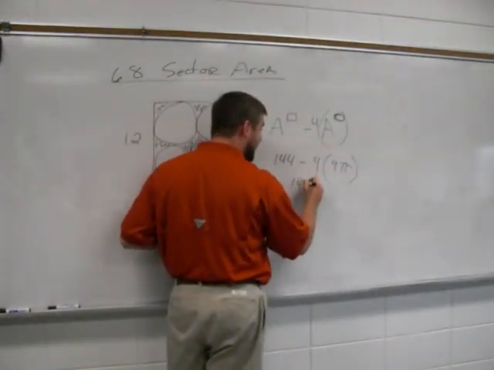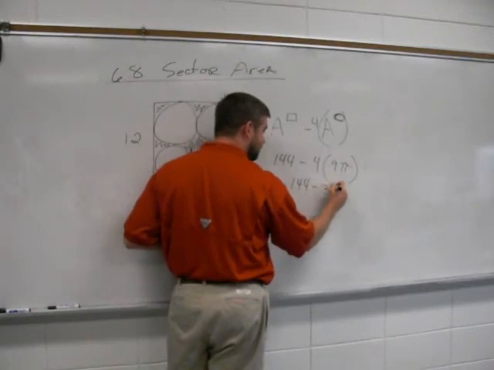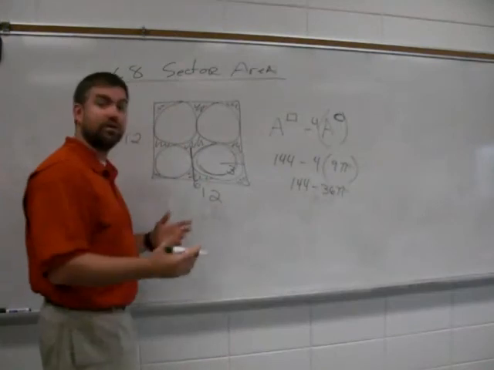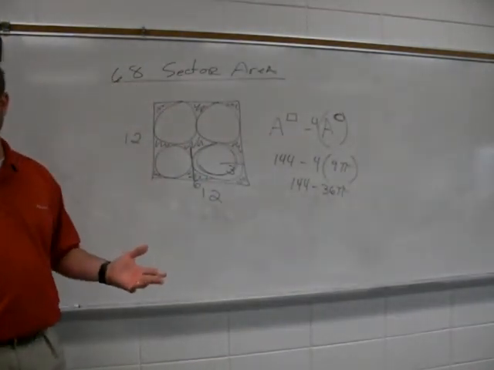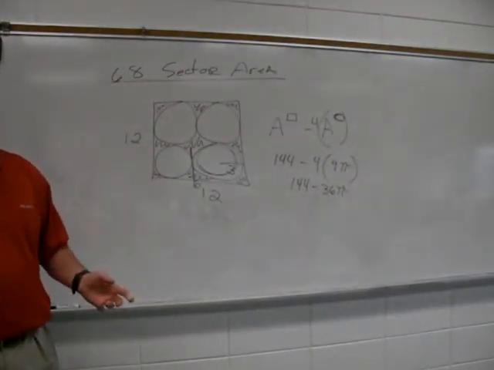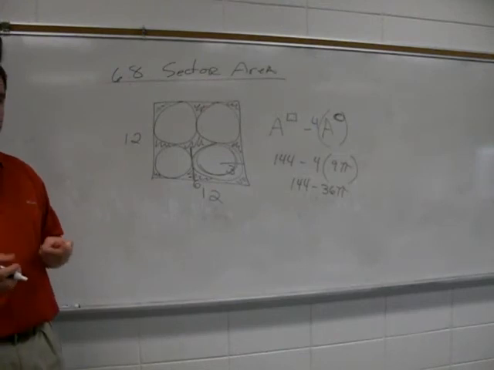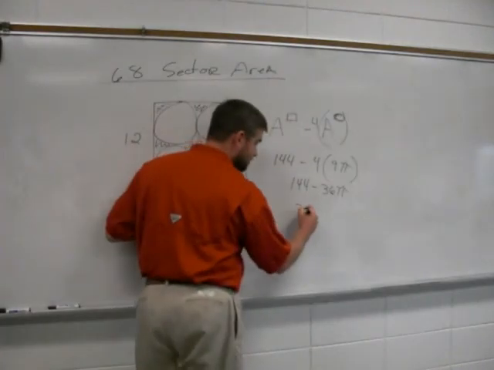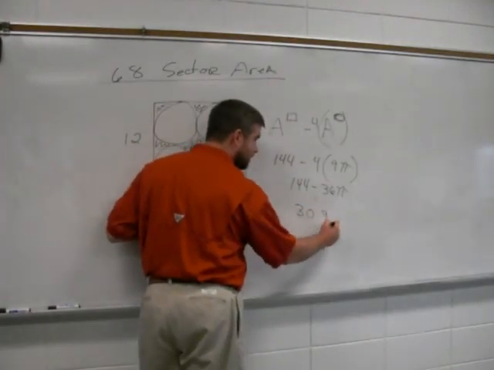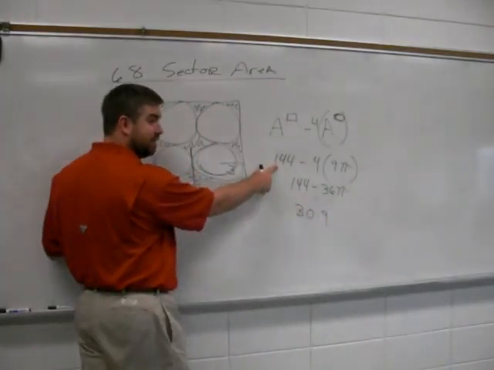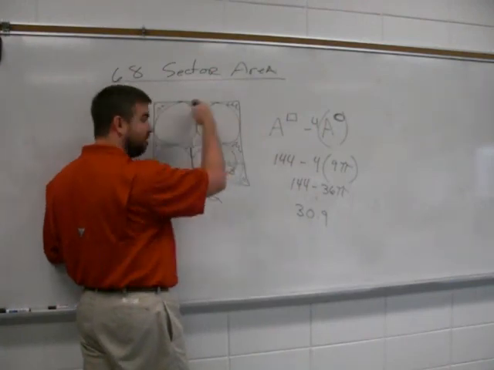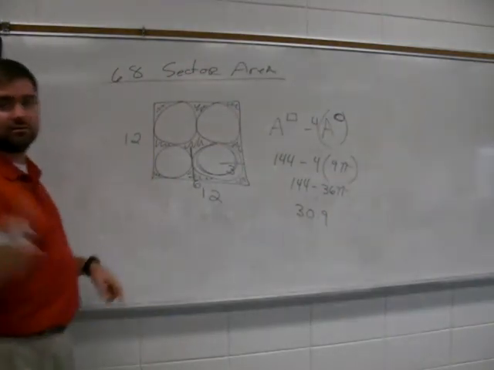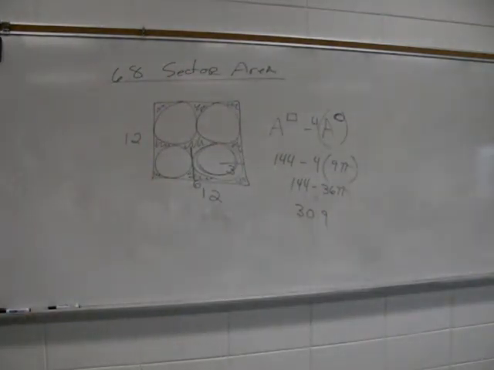So the exact answer would be 144 minus 36 pi. Right? That's the exact answer. So you leave it just like that if it said what is the exact answer, or leave it in terms of pi. But if it asks you to round it like money, type that in your calculator, and what do you get? 30.9. So the area of the square is 144. If we subtract out all 4 circles, then we're left with 30.9. Okay? Questions? Anybody have any?